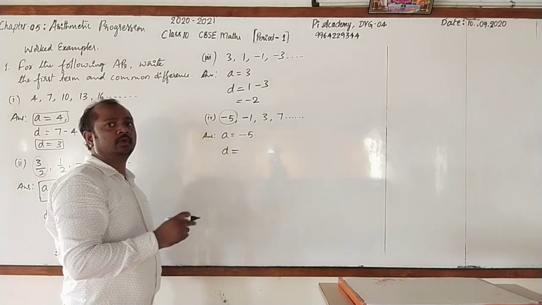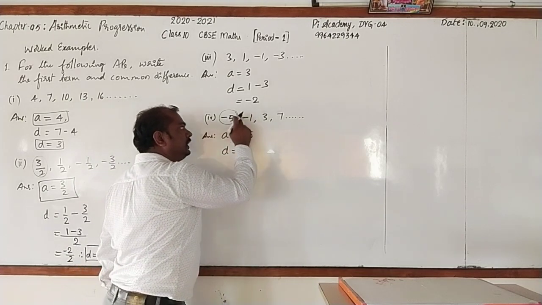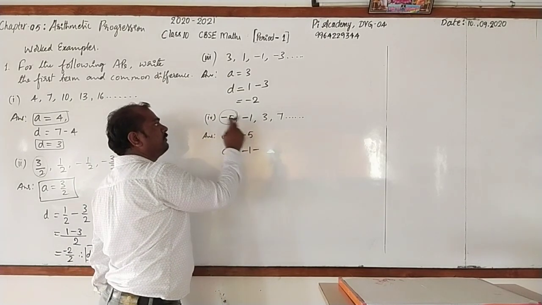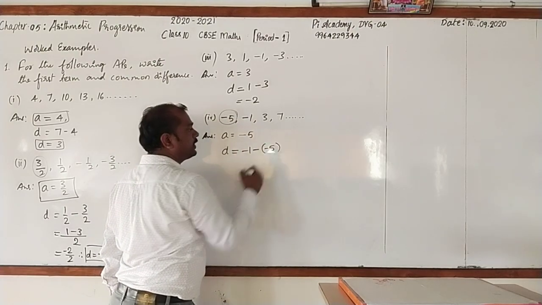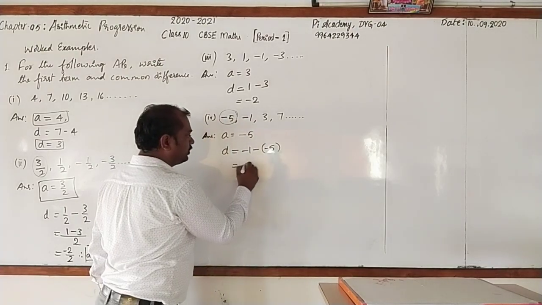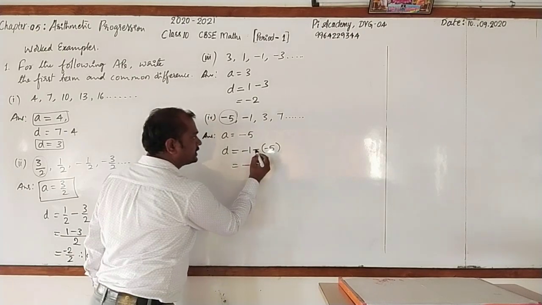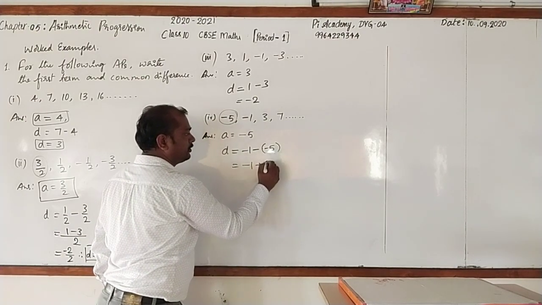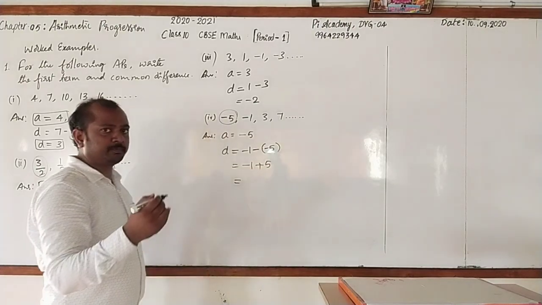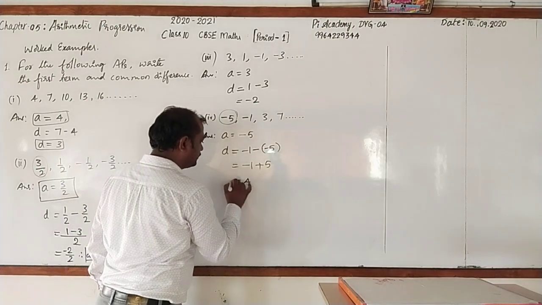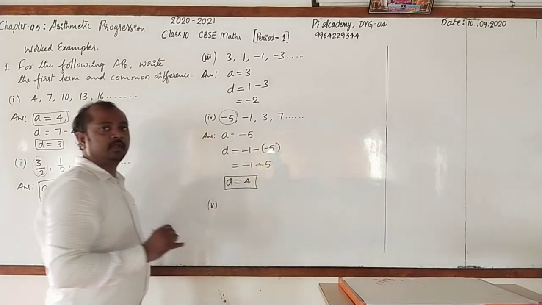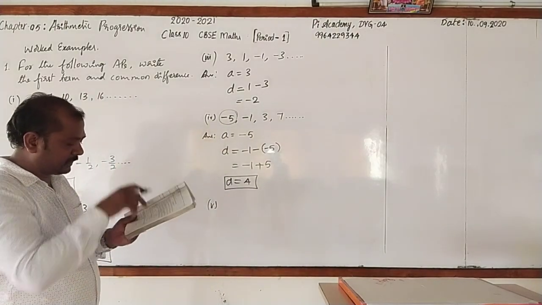Common difference. D is equal to A2 minus A1. A2 is minus 1 minus A1. It is minus 5. It is equal to minus 1 as it is. This is minus into minus plus 5. Minus 1 plus 5. This is 4. Therefore, D is 4. Let me take fifth one.